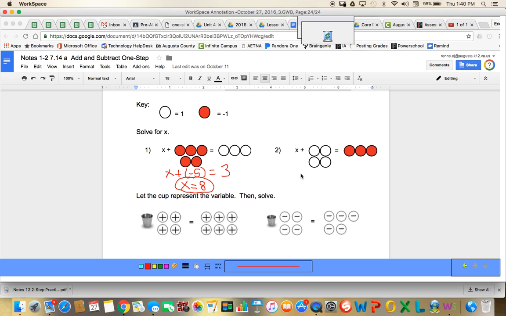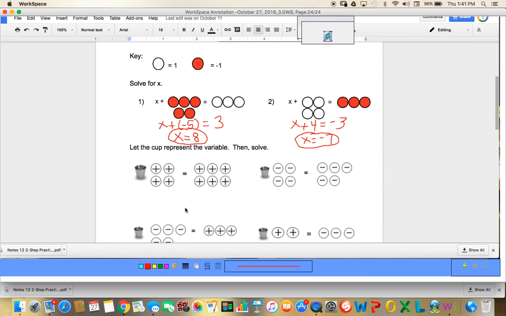Okay, number 2. We have x plus 4 equals -3. Now, our equation equals a negative this time. So x must equal negative, because if you have more negatives and you add it to positives, then the answer will be negative. So I must have x must equal what? -7. If you said -7, you are correct.